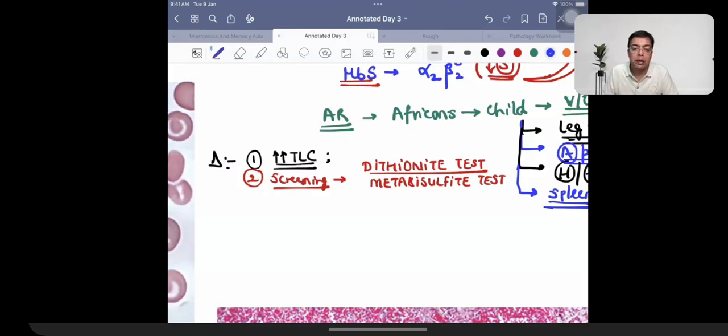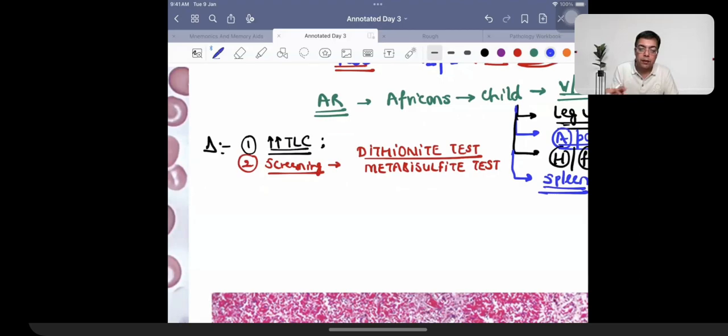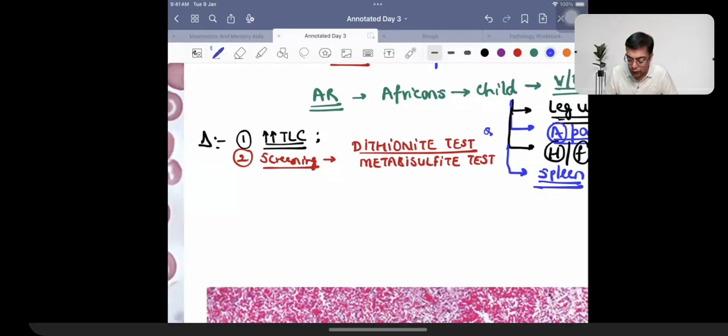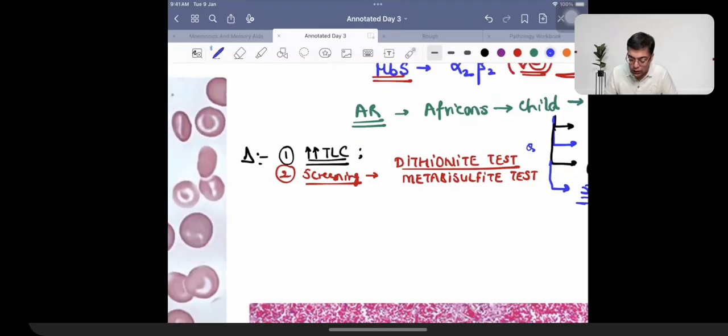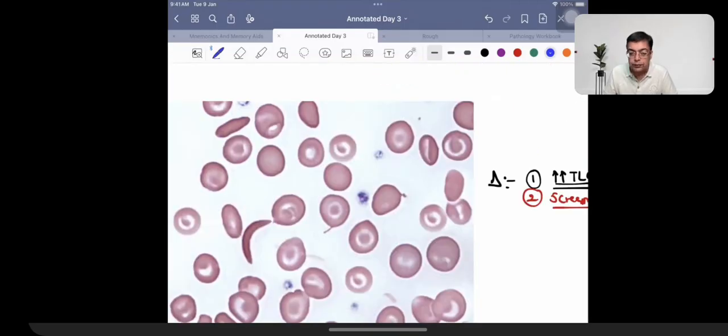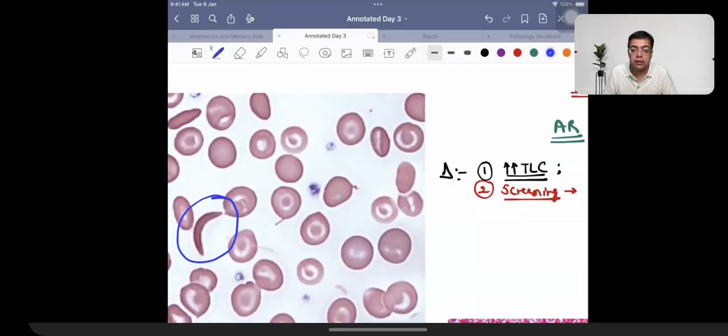Dithionite test or metabisulfite test. You take the blood sample of the patient, add this chemical, and observe the peripheral smear under the microscope. These chemicals are responsible for sucking out oxygen. So once you add these chemicals to the blood sample and look at the peripheral smear, you are able to see the sickled RBCs. So these are examples of sickling, the screening test.